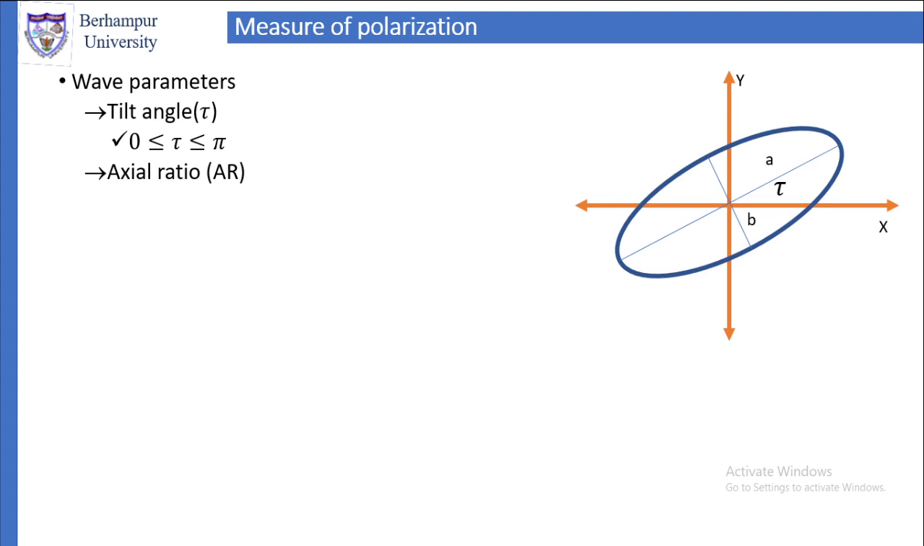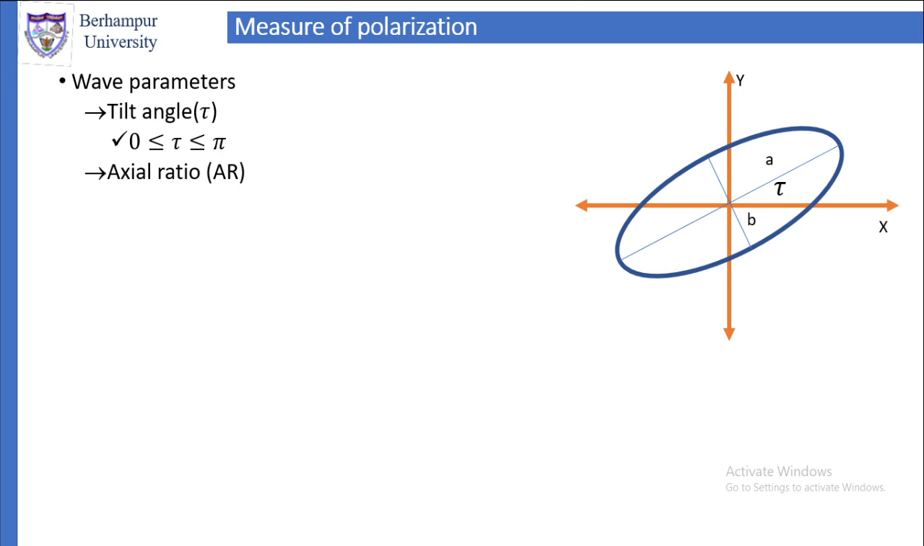Apparently it appears tau should be from 0 to 2 pi, but why are we taking pi? It should be 0 less than or equal to tau less than or equal to pi. Why will tau be between 0 and pi, not 0 and 2 pi? A complete rotation would be 2 pi. Why half a rotation? The reason is symmetry. If you continue from pi to 2 pi, it will describe the same thing as 0 to pi. There will be no difference, so there is no point in taking 0 to 2 pi.